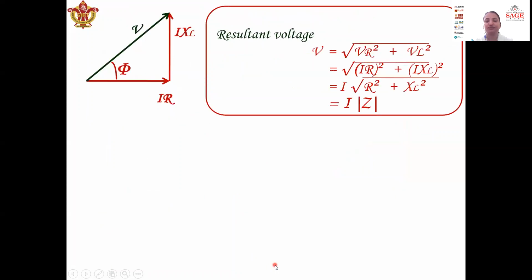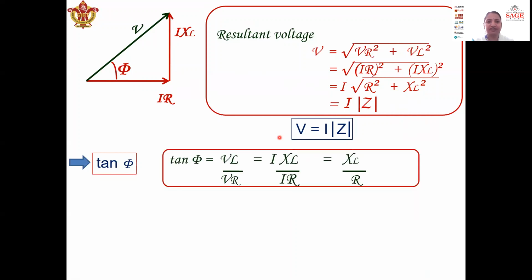Now let's move to the further calculation. VR can be written as I into R and VL can be written as I into XL. So I will be kept outside if we take it outside the brackets. Then under root of R square plus XL square will be left, and this under root of R square plus XL square is known as impedance, shown by Z. So this is the resultant voltage formula: V is equal to I into Z. And what is the angle? If we see tan phi, then tan phi will be VL by VR.